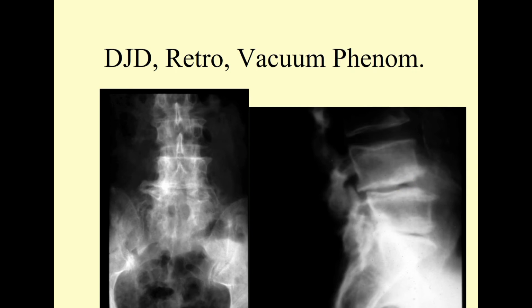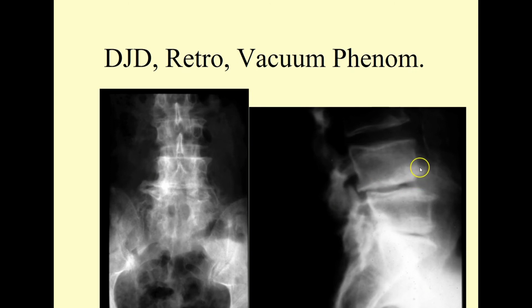So the vacuum phenomenon is gas collection in the space which should be occupied by the nucleus pulposus. Thorough dehydration, sometimes referred to as desiccation, is what's required to create that potential space. Then the patient does have to go into either flexion or extension, in some way increasing the volume of the disc space. That reduces the pressure, and as you may or may not remember from Boyle's law, gas comes out of solution under those conditions.